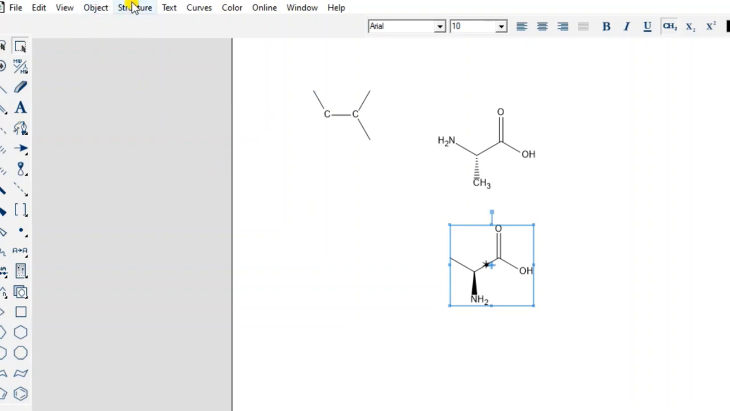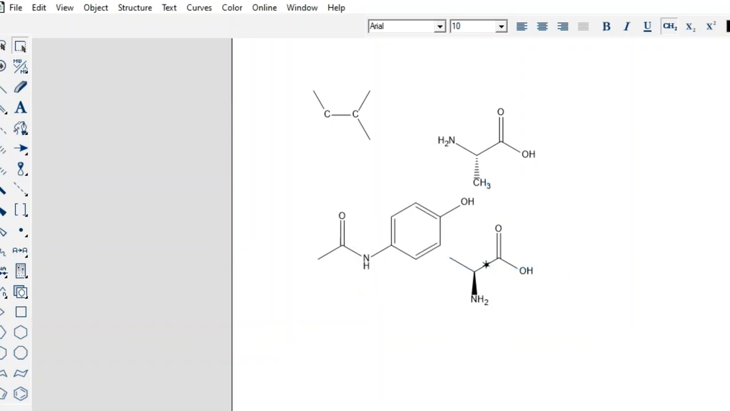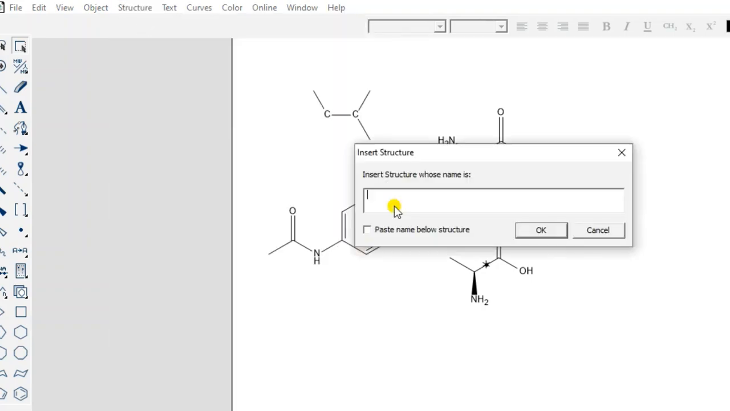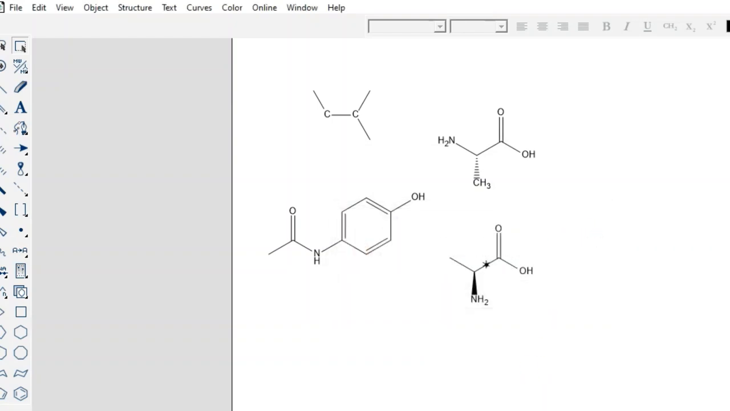If we want to know another structure, let's say we have the name paracetamol. I know the name of paracetamol, but I don't know what its structure is. So I will write paracetamol. So this is the structure of paracetamol, but I have drawn it. You can further draw bromobenzene, nitrobenzene, and many more structures manually. But if you are watching that, I have the structure of diazepam. ChemDraw is showing that it cannot find the structure. So we will get it by another way.